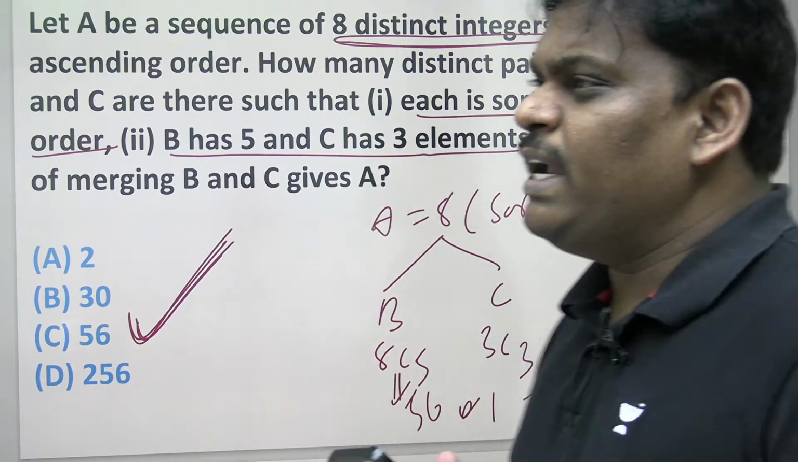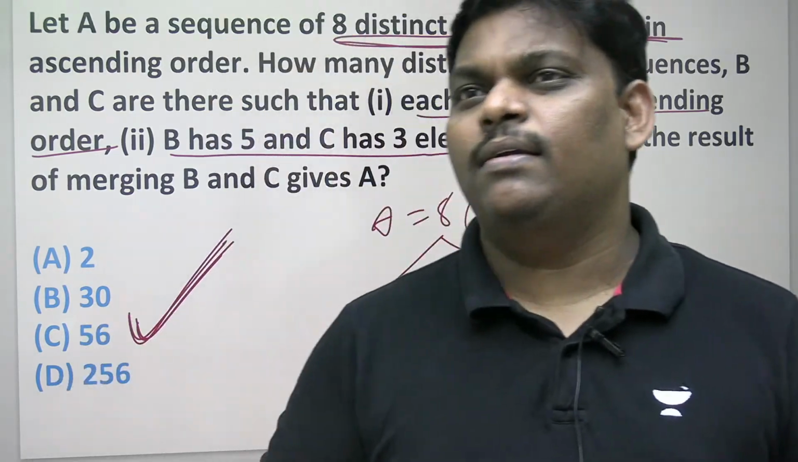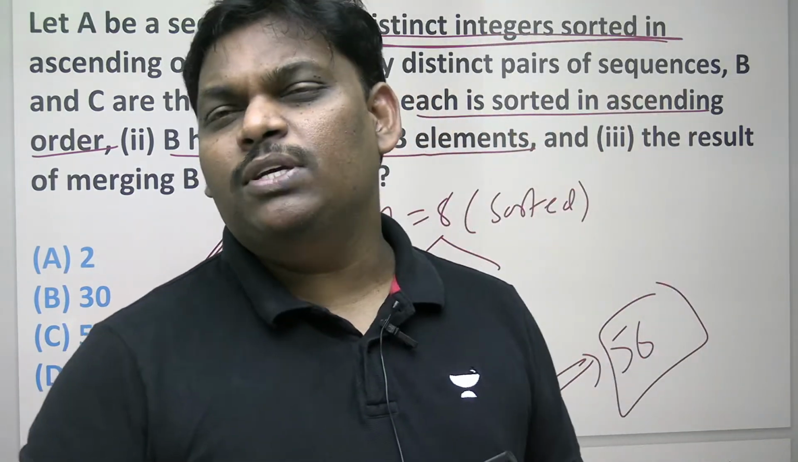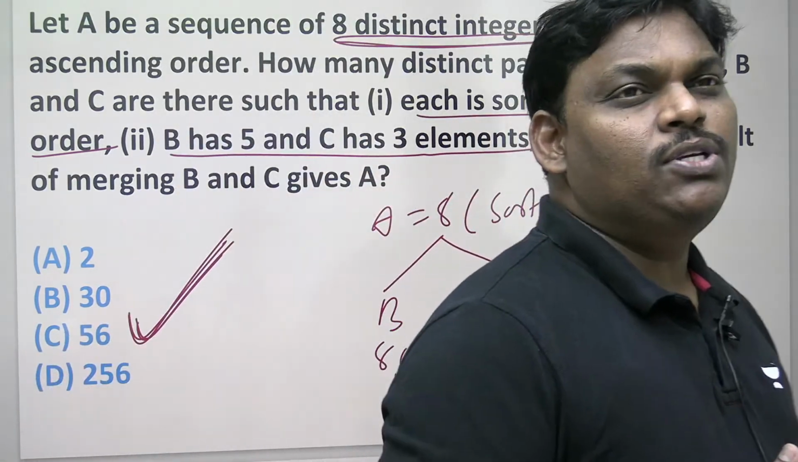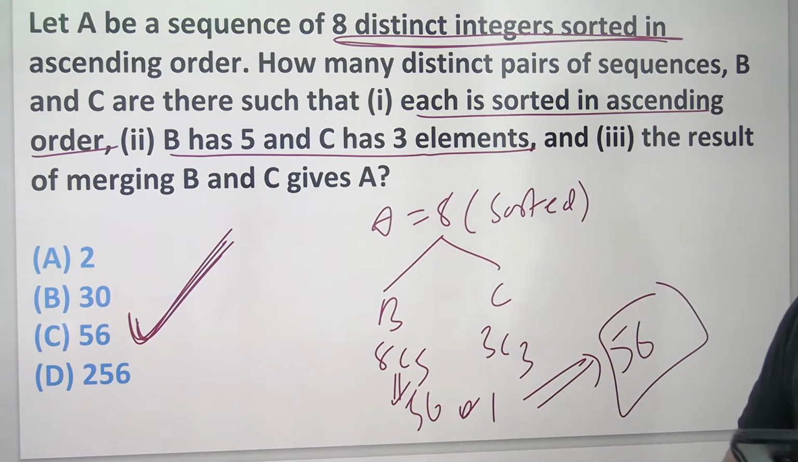So everyone knows 8C5 is equal to 8C3, because nCr is equal to nC(n minus r). There is a formula, nCr is equal to nC(n minus r). Same way.